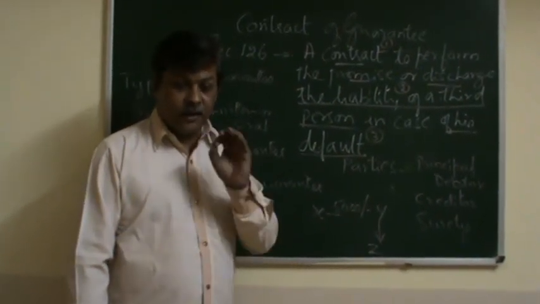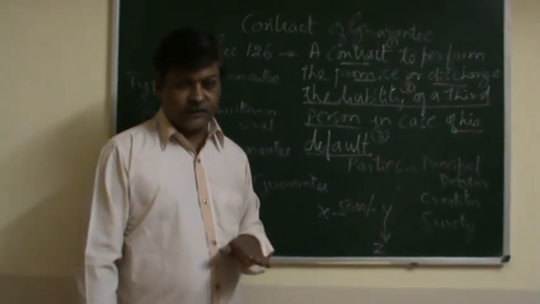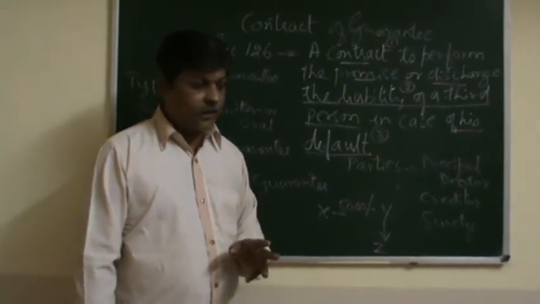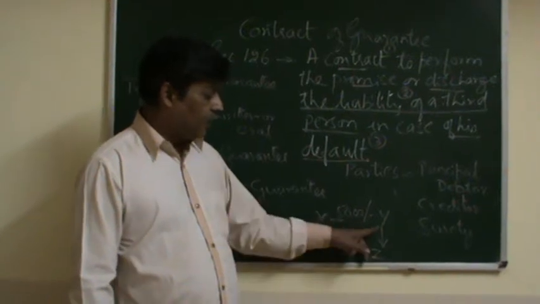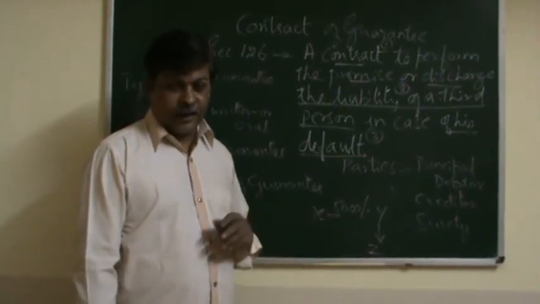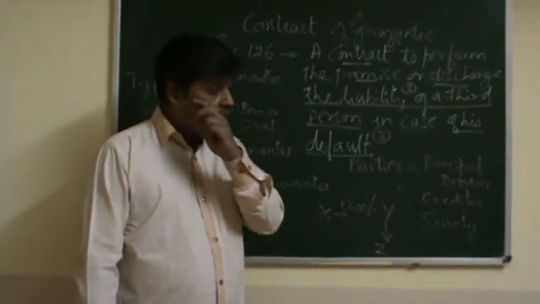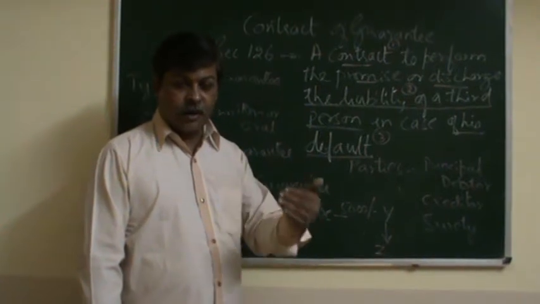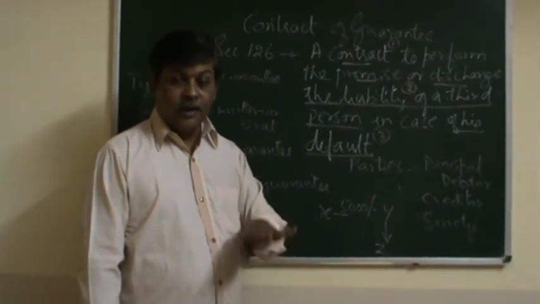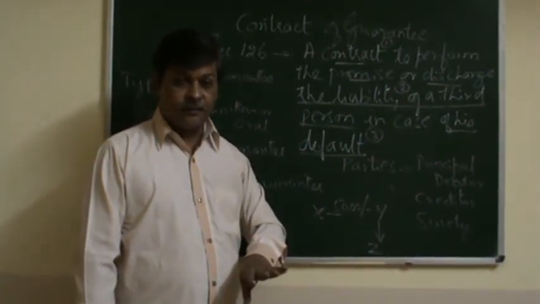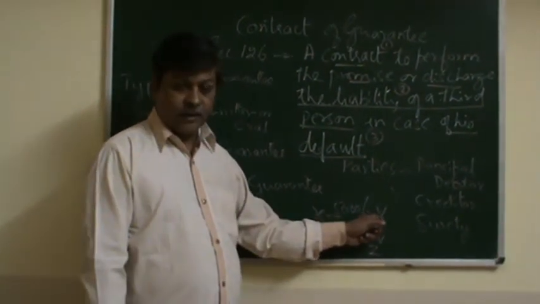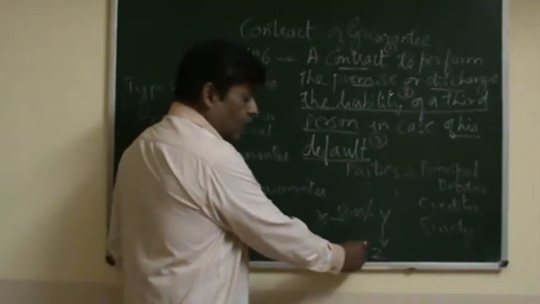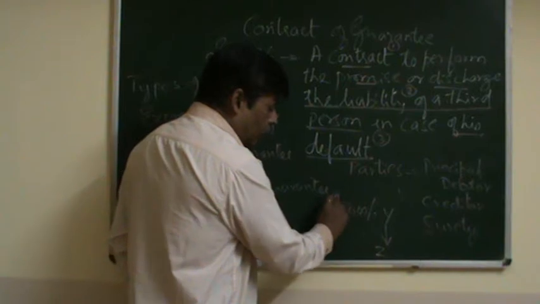So there are three parties in a contract of guarantee, mainly the principal debtor, the creditor, and the guarantor. And the contract of guarantee also has three contracts in it. The first contract is between X and Y. That is the contract of debt. This is the first contract we have got.